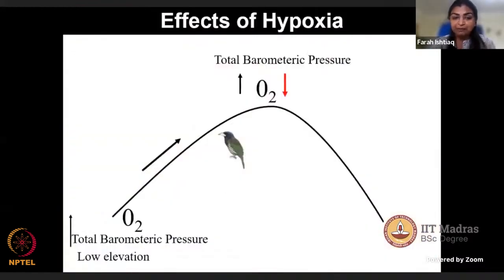So for example, imagine you have a bird species which has migrated down, say a rose finch or some finch in the Himalaya. Here at low elevation, the oxygen pressure is pretty good. Then the species goes up to where it is breeding now, and here the oxygen pressure has dropped. And imagine this bird is also infected with a parasite.